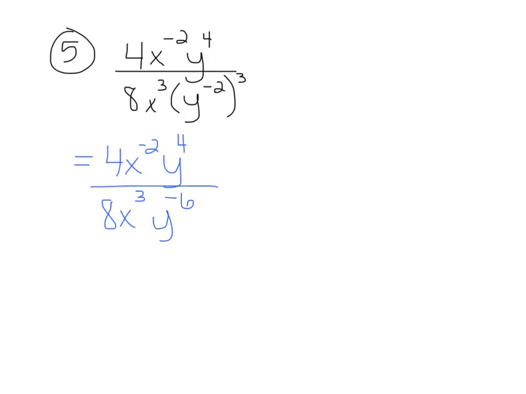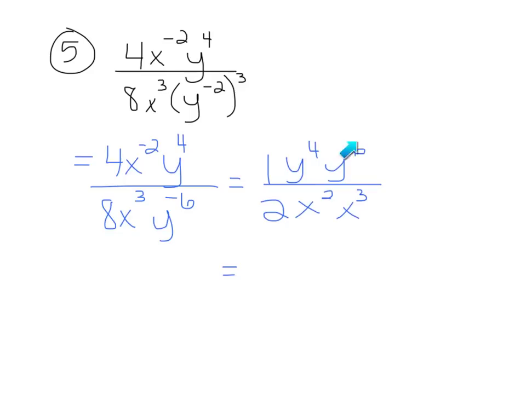Now all we have to do is move negative exponents. Before we do that, though, we can actually look at the 4 over 8. And that reduces to 1 over 2 because they both divide by 4. The x to the negative 2nd is going to go on the bottom and become a positive 2. Y to the 4th stays up top. X cubed stays on the bottom. And then y to the negative 6 moves up top and becomes a positive 6.